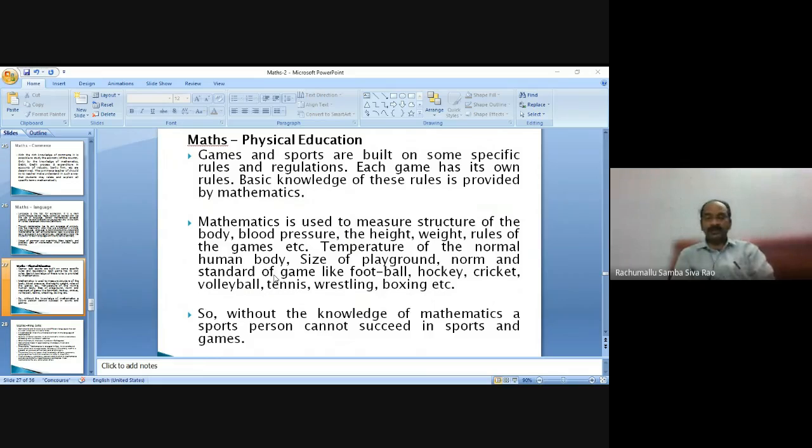Mathematics is used to measure the structure of the body, blood pressure, the height, weight, rules of the games, etc. Temperature of the normal human body, size of playground, norm and standard of games like football, hockey, cricket, volleyball, tennis, wrestling, boxing, etc.